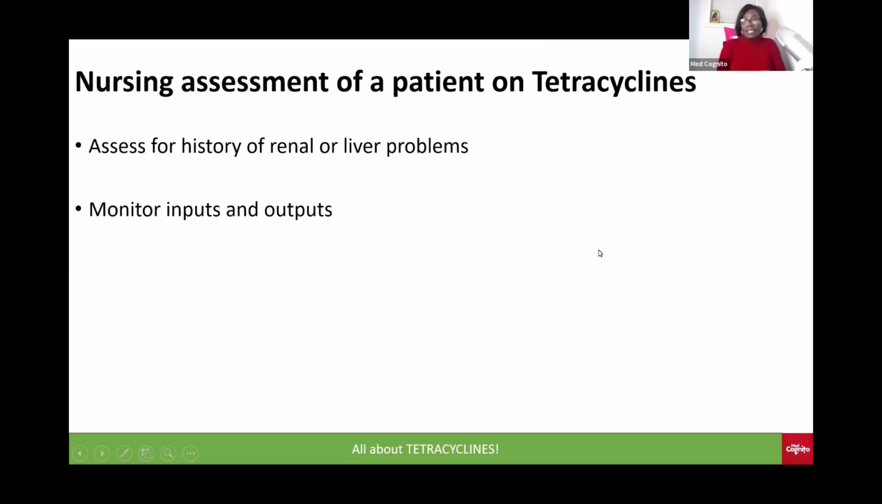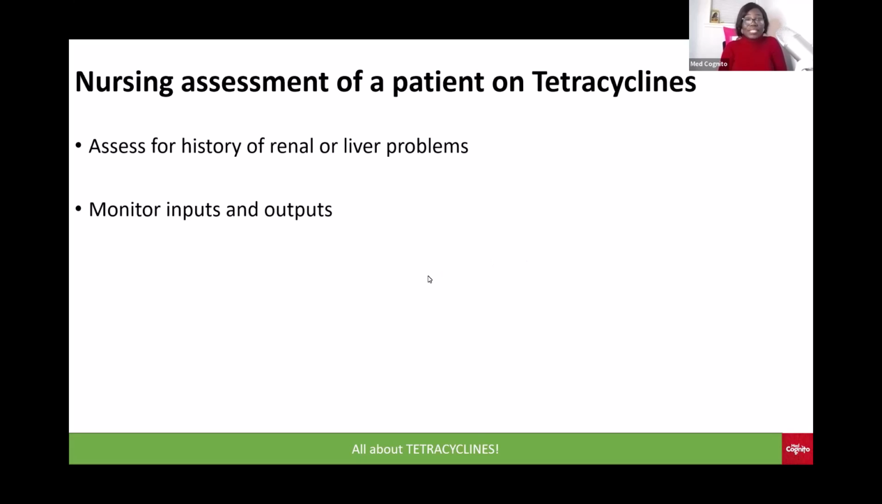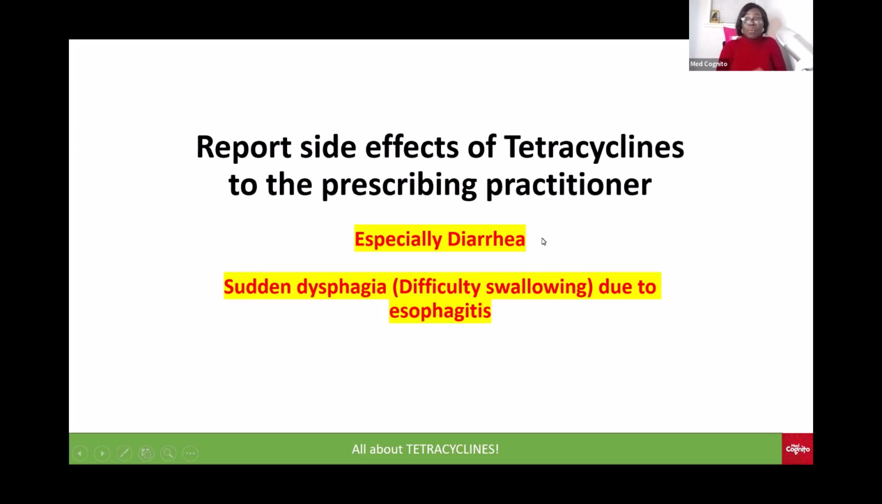So let's move into another important part of tetracycline, your nursing assessment of a patient with tetracycline. Assess for history of renal or liver problems. So can somebody put in the chat box? And in your assessment, we should also monitor the inputs and the output. We want to make sure that the client is adequately hydrated. So this is an important NCLEX tip.